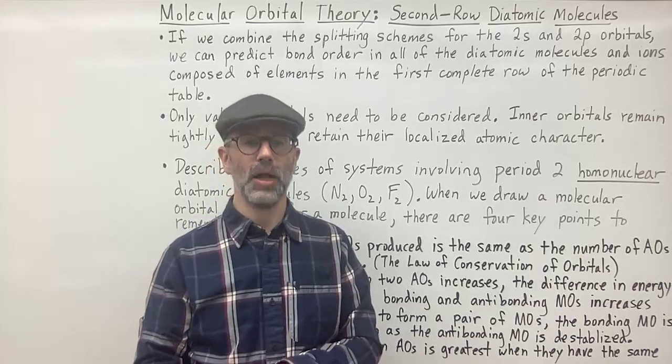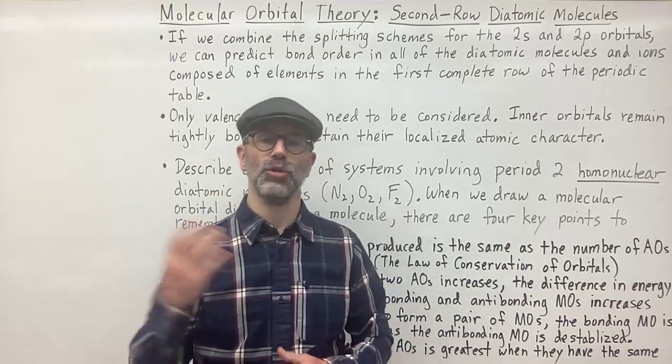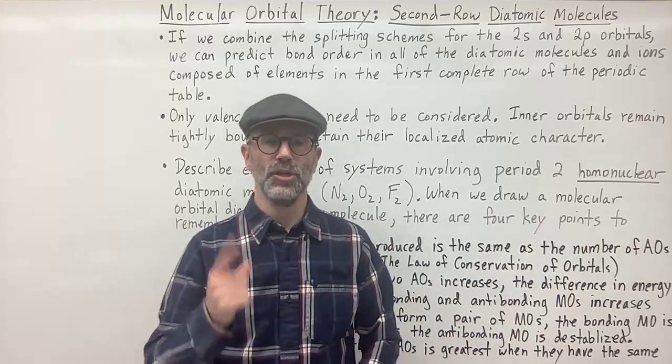Okay, so now let's go into showing and talking about a molecular orbital diagram for a homonuclear diatomic molecule. And we'll start with fluorine, and we'll do oxygen as a comparison. So stay tuned.